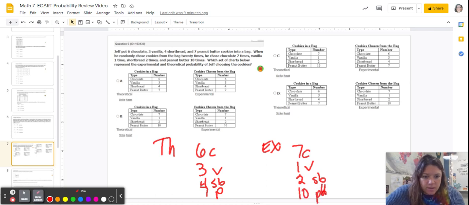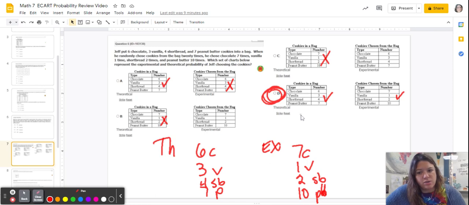All right, so that's not peanut butter. Let's see the chart that has 6, 3, 4, 7 for theoretical. So this one's right. And then, nope, right? The theoretical is based on the actual experiment. So that's wrong theoretical. That's not the correct theoretical. That's the correct theoretical. And now this is the correct experimental. So that's what they wanted you to find in this one. Following these numbers, that's theoretical, and then following the times that he picked cookies, experimental.